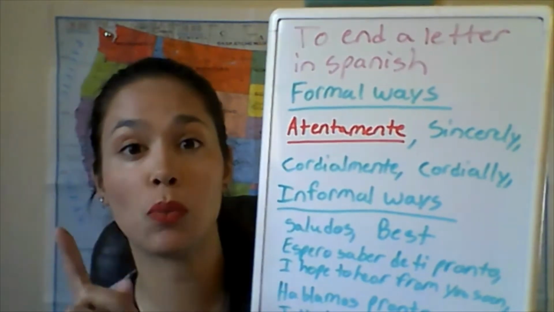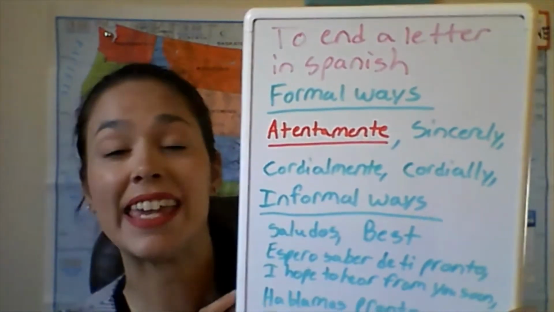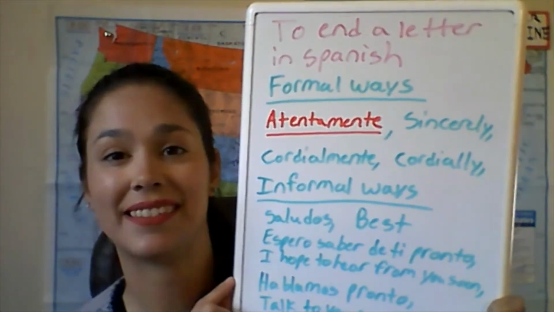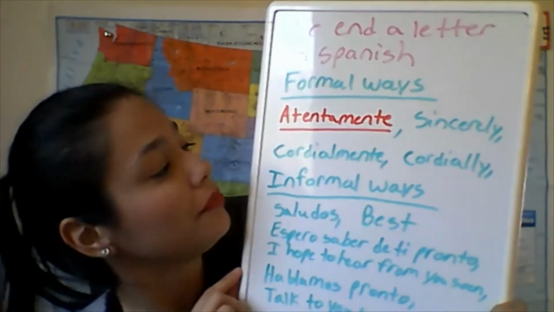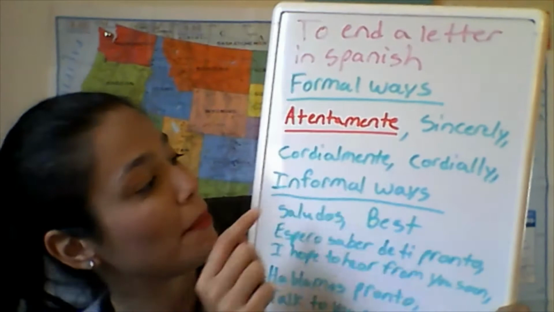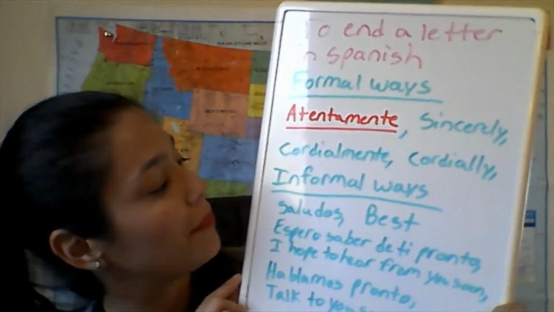So the most common way to end an English letter would be using sincerely. In Spanish, you would say atentamente, sincerely, atentamente. Another way you can end a letter is by saying cordialmente, or cordially, cordialmente.